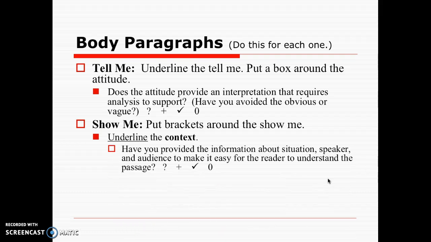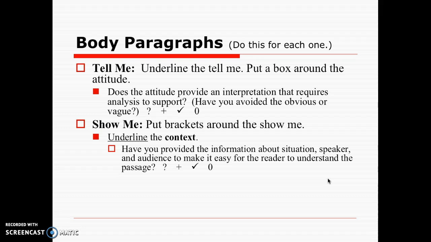Remember that you need at least 2 sentences, and in those 2 sentences, you're providing information first of all about the situation. So that means you're providing a little plot summary. And then you're identifying the speaker and the audience. And also make sure that you take a look inside your quotation.